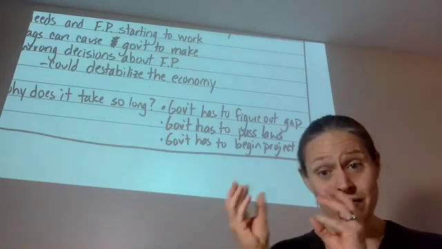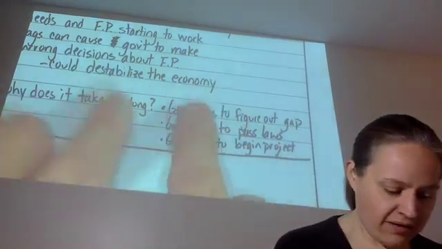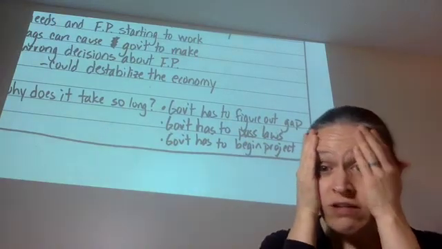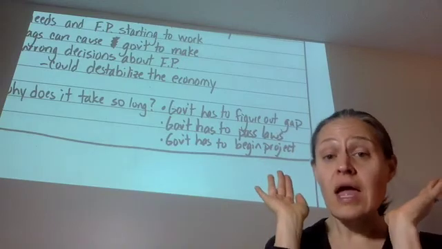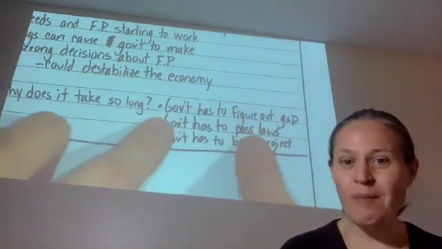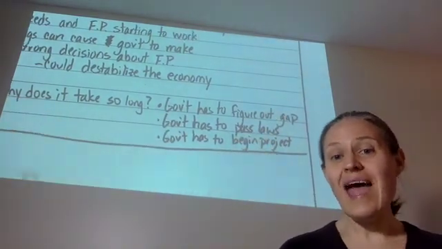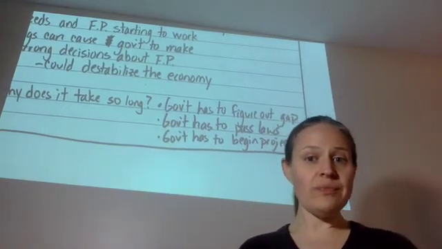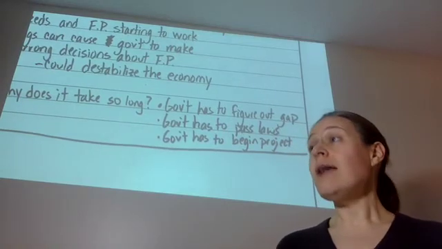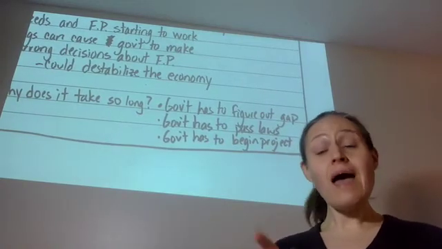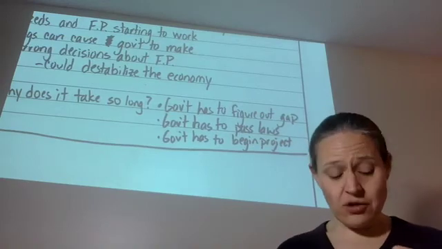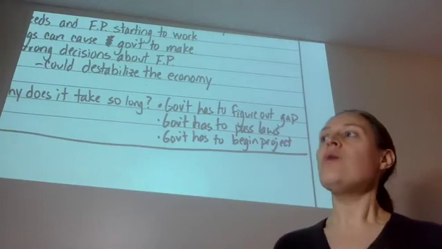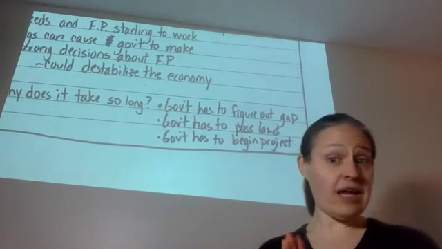So they have to figure all that out, and then they have to pass the laws, which takes them forever because they argue about everything. And so if they actually get a law passed about the fiscal policy, then they have to actually begin the project. So let's go back to infrastructure. This happened a lot during the Great Recession. So President Obama was the president, and we were in this terrible recession, and he said, okay, we are going to increase government spending on infrastructure.